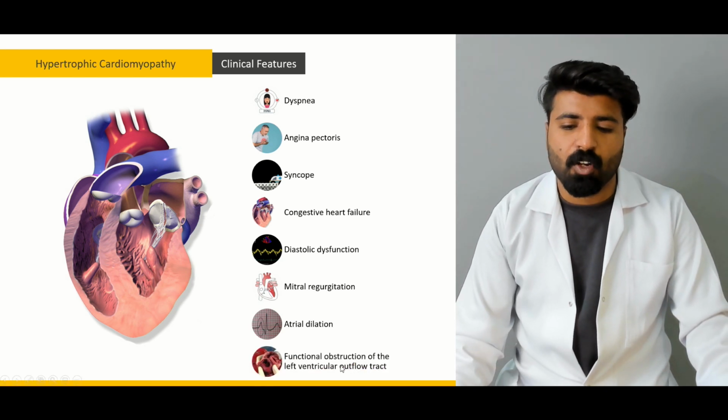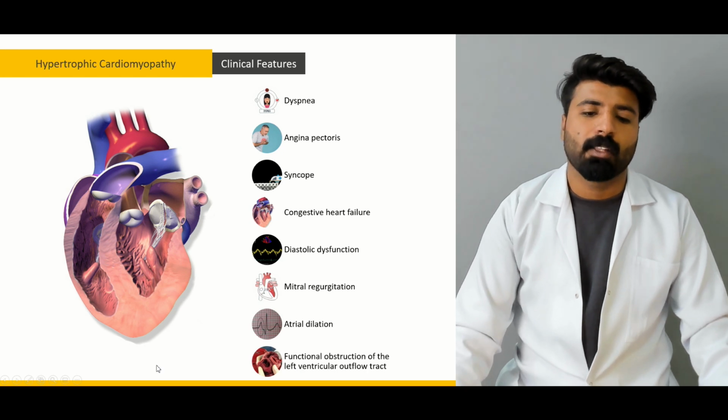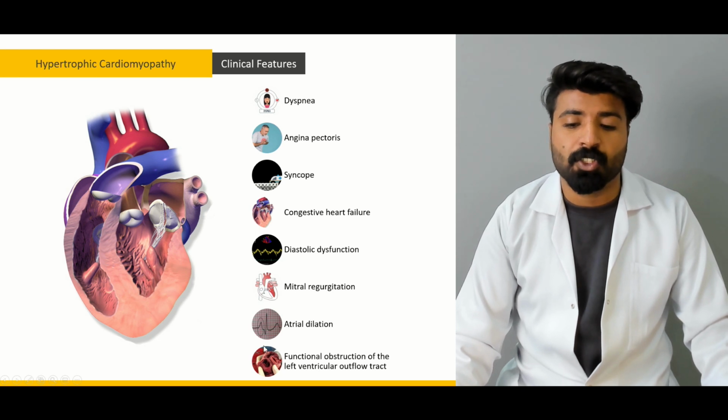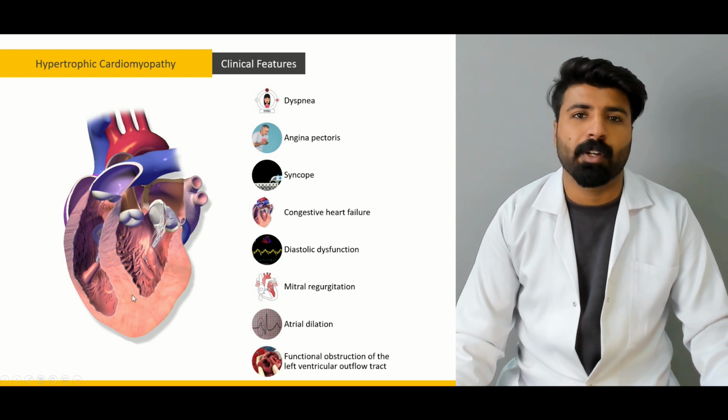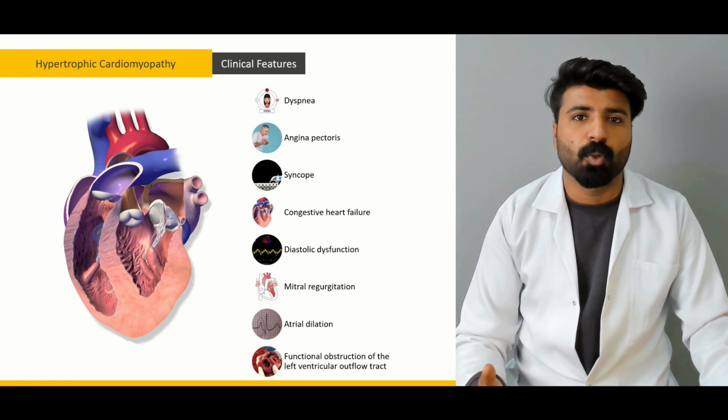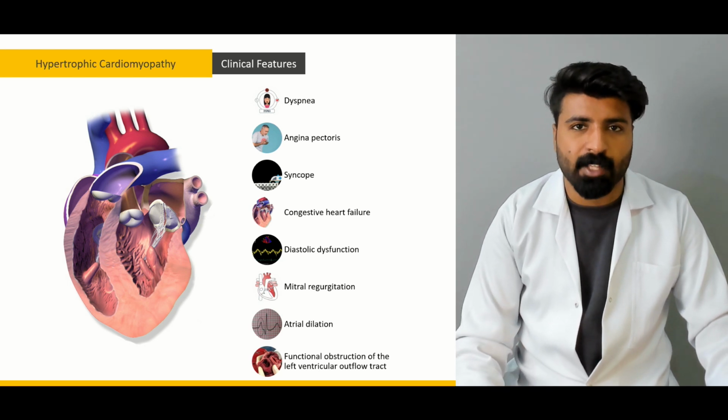Next we have functional obstruction of the left ventricular outflow tract. We talked about it, that the hypertrophy is going to be up to such an extent that it will lead to left ventricular outflow tract obstruction. And when that happens, the patient is going to go into ischemia. The patient won't be able to get the blood out of the heart, and when that is not happening, the patient might die in that process.